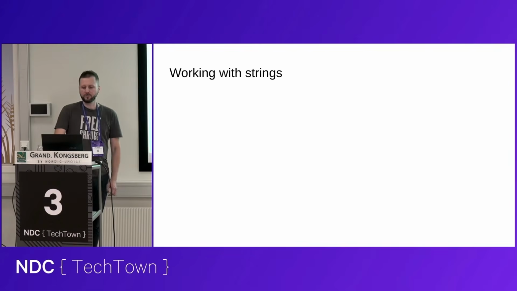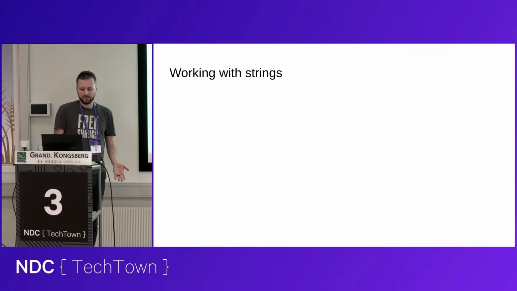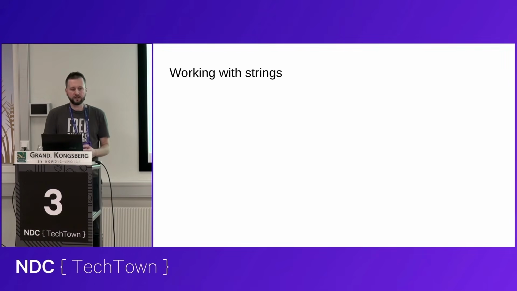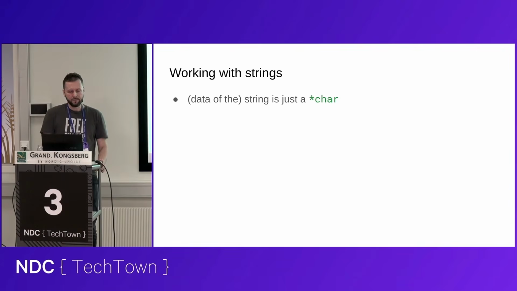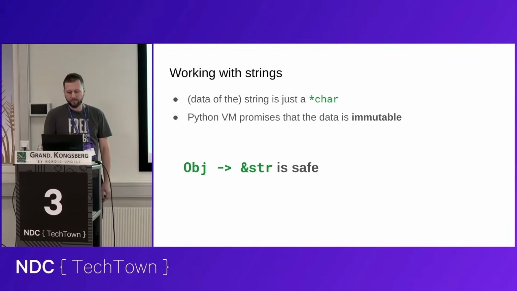For now, let's look at strings. Strings are nice because on the Python side, strings are immutable, same as Rust. So that means that if I grab a reference to the string data, the Python virtual machine promises me that it will never mutate it, and it's safe to carry around the reference. The data of the string is just a char pointer, it's immutable. So this conversion can be made safe.